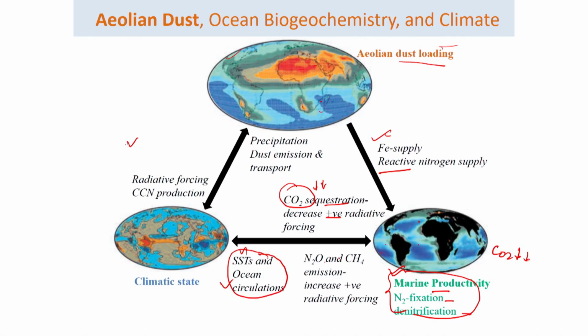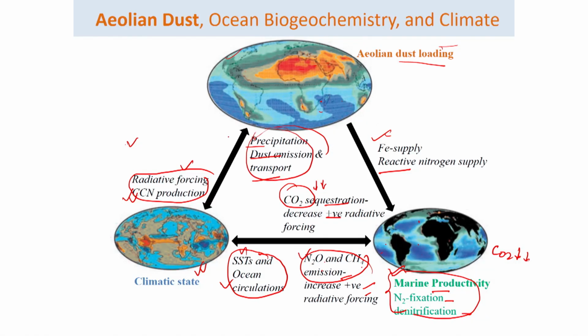This is another very important thing. If these are affected, the climate state of the ocean is affected, and because of that, N2O and CH4 emissions can be affected, leading to more increase in gases like N2O and CH4, which will lead to a positive radiative forcing. Not only that, I discussed that this climate state and aerosols also affect the radiative forcing as well as the CCN population, cloud condensation nuclei, as we have discussed. We will discuss more in aerosol-cloud interaction. They will affect precipitation, dust emission and transport.